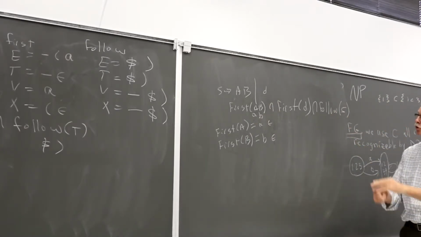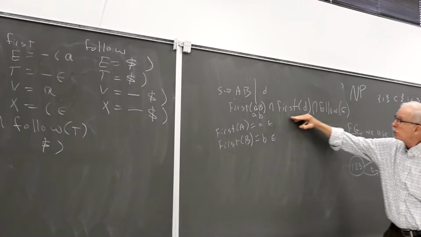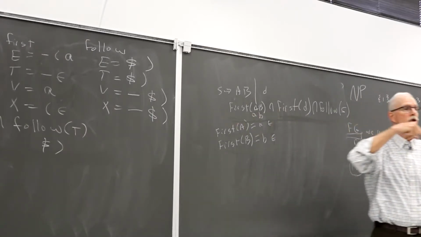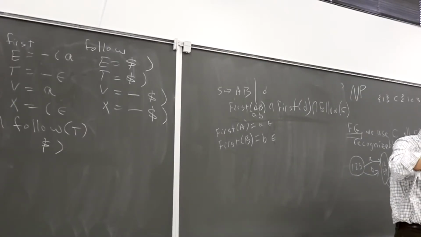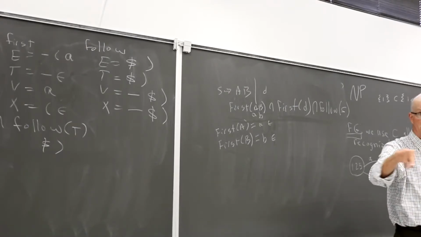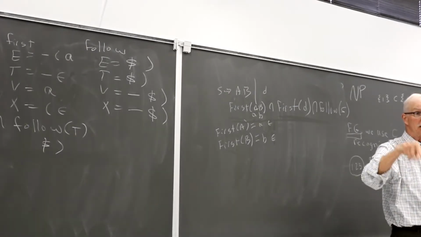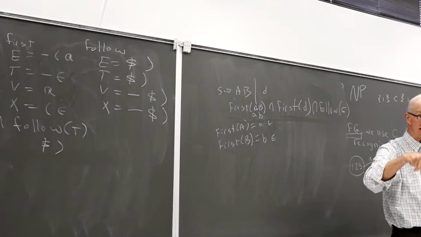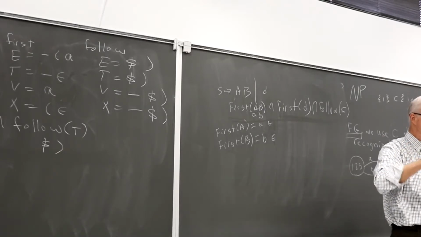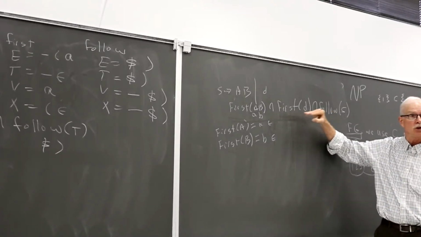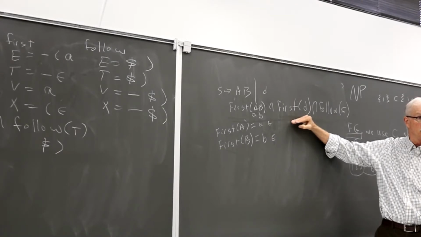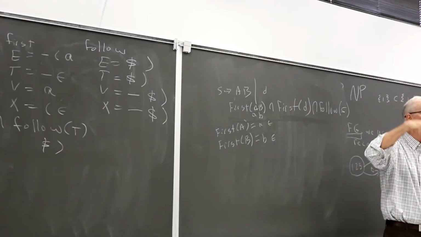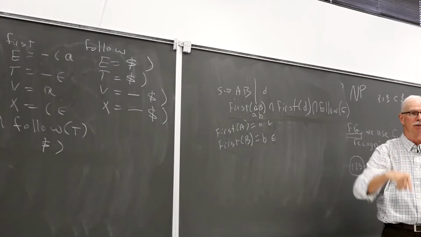And so in this question to determine if it's LL1, I'll never have an empty, even though there are empties in first sets. There'll never be an empty in this question to determine if it's LL1, top-down recursive descent parsable.